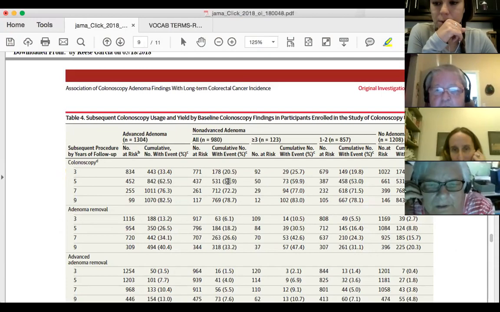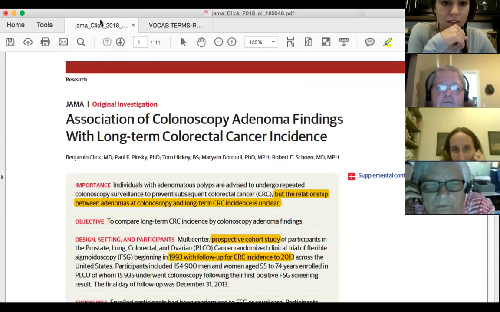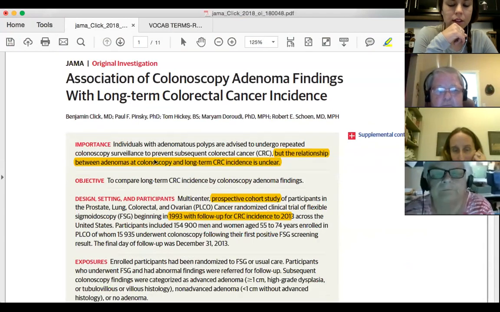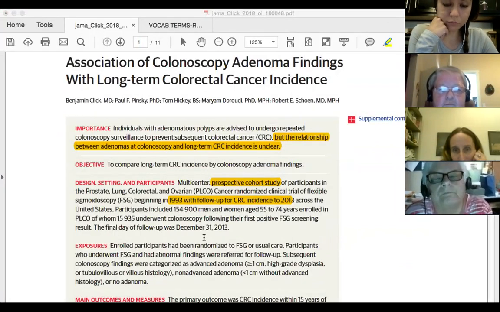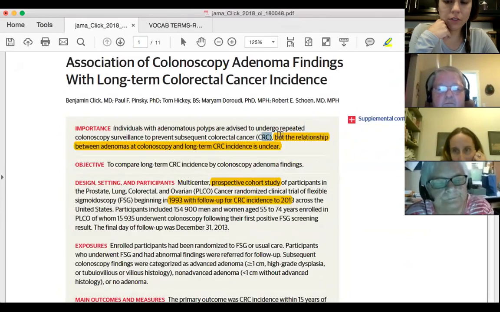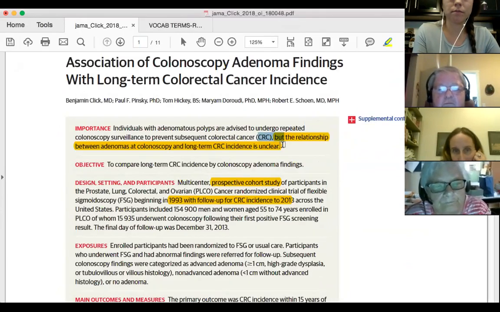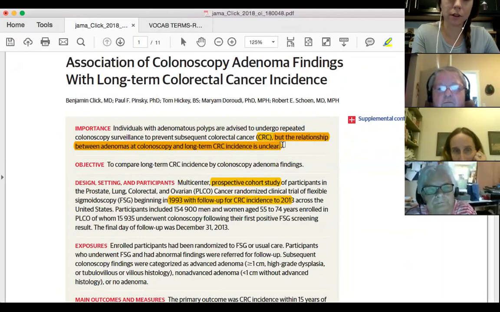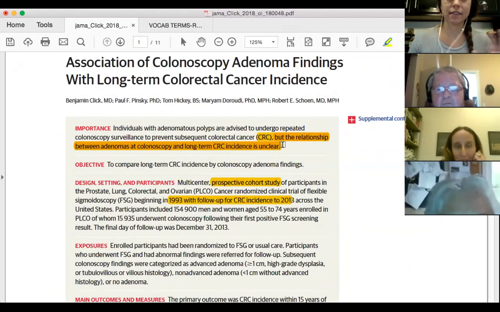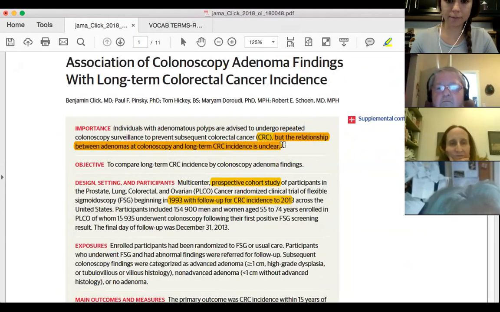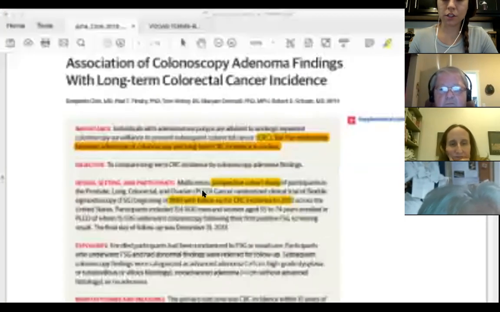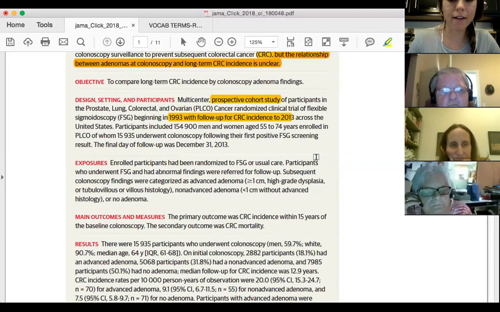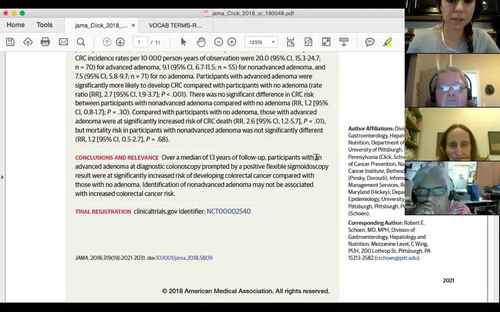Okay. So this article is great in the sense that it's pretty straightforward about what it's trying to look at. So you can see here, their goal, the issue in this scope of science is that the relationship between adenomas at colonoscopy and the long-term CRC incidence is unclear. And so I'd say that's the big issue that they're trying to look at. So then if we go back to our next question, what work has been done in this area before? Were you all able to pick out any areas where they might have discussed previous work that has been done?